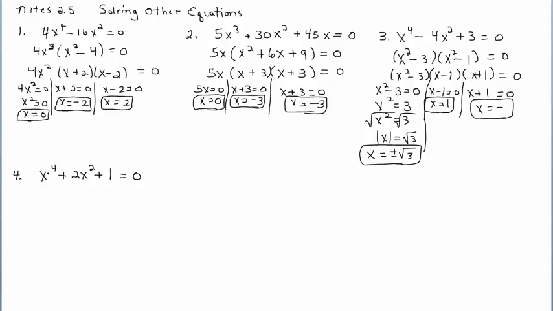Okay, this 4th degree equation can have at most 4 solutions. You can have 4, 3, 2, 1, or 0 solutions. I see that the highest exponent is 4. The next highest exponent is 2, and 2 is half of 4.